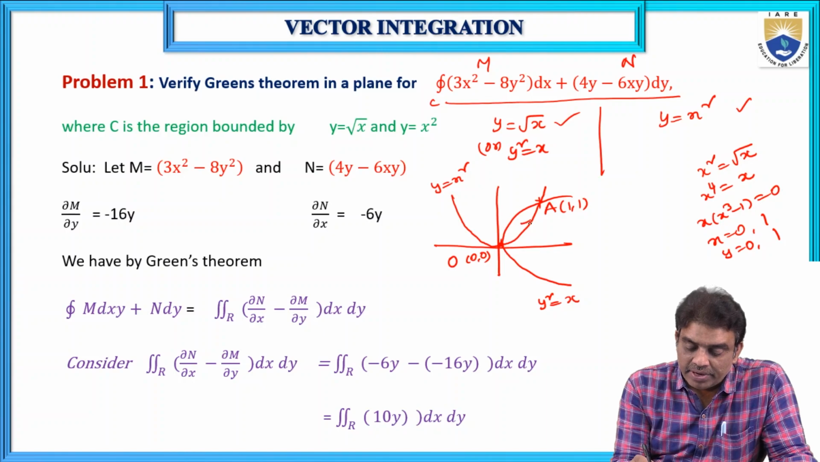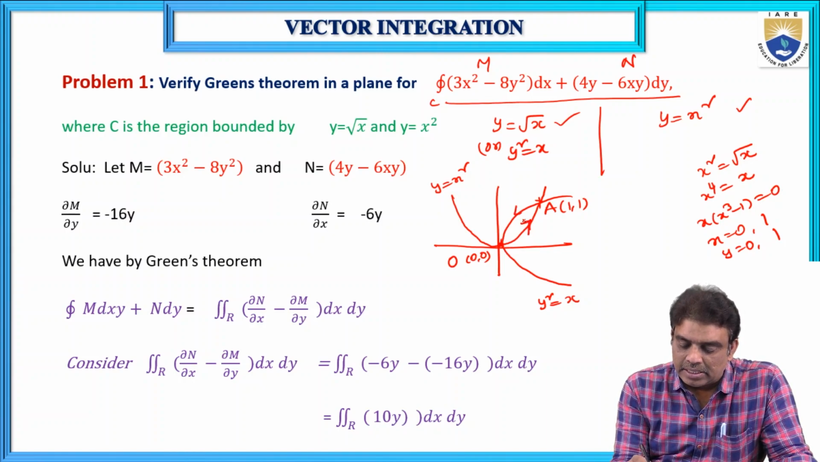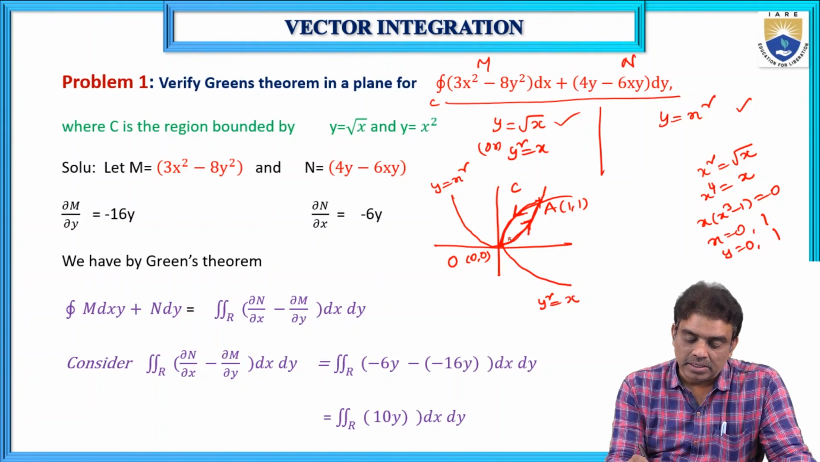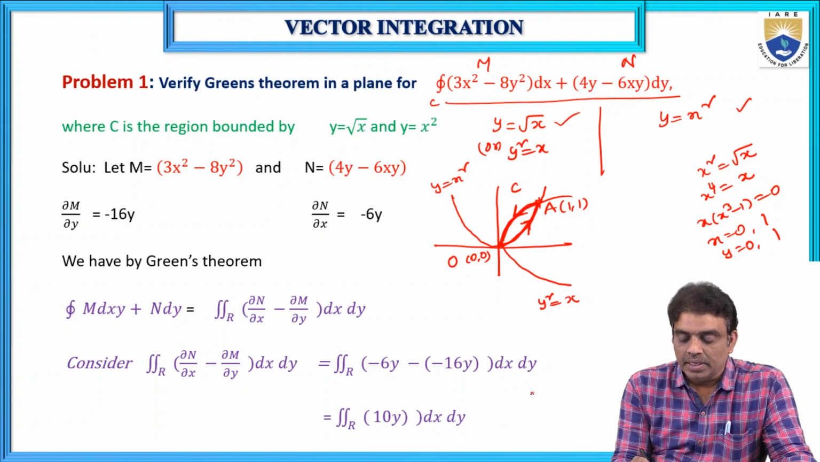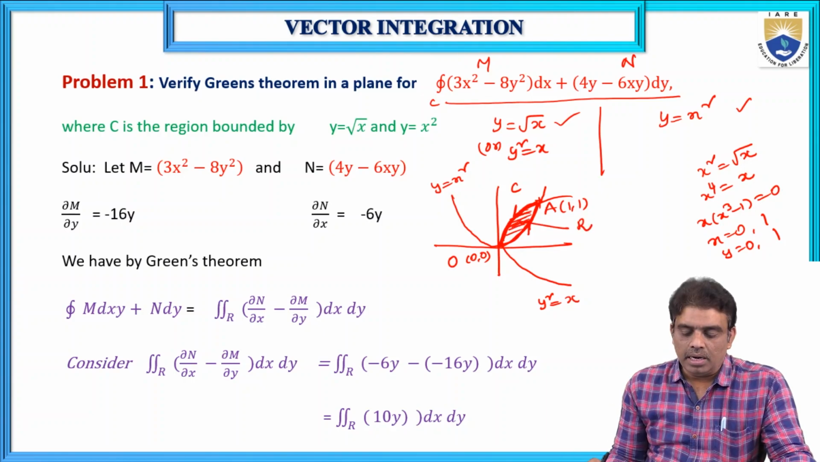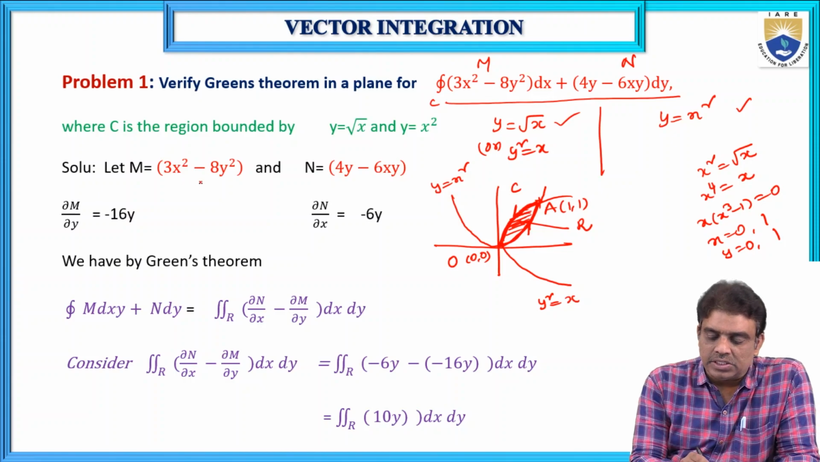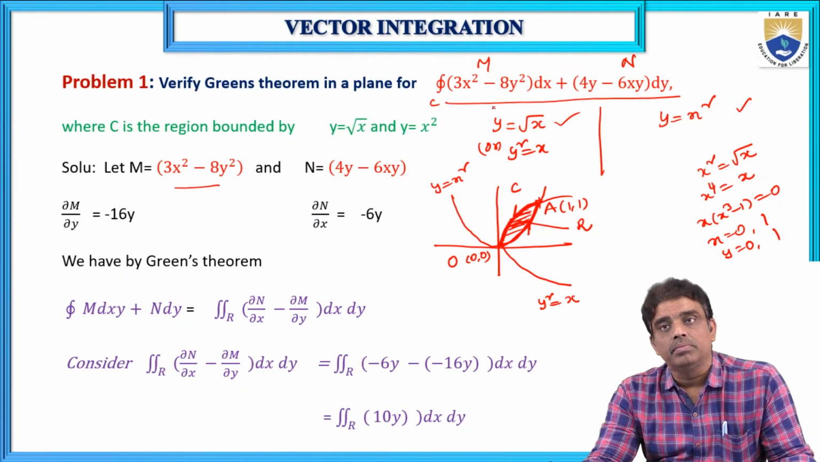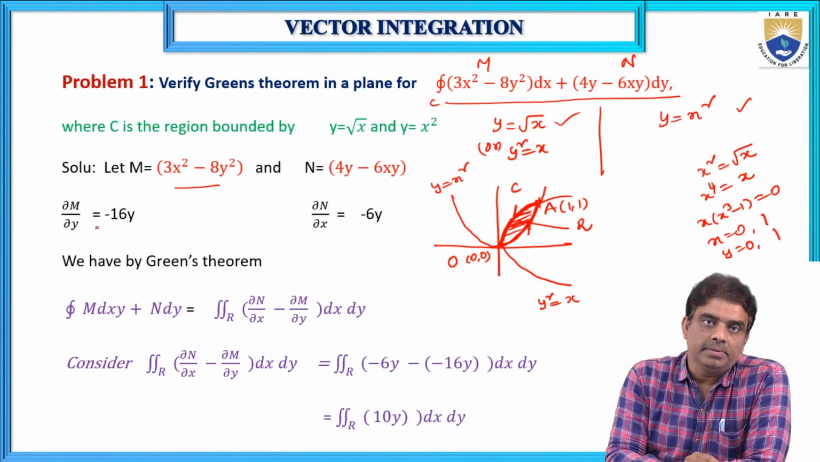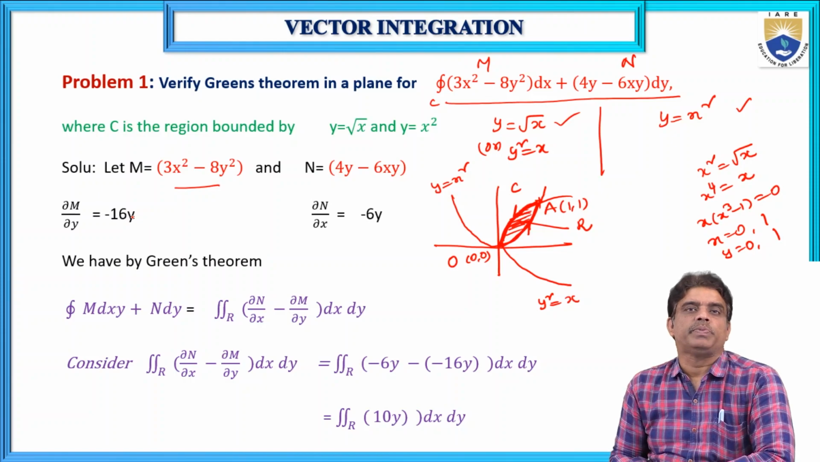So here the closed curve is OA and AO. This is the closed curve C, along OA and along AO, and the direction should be the anti-clockwise direction. So we have to consider the closed curve along OA and along AO, and the region is this portion. I hope that this will be clear. This is the region capital R. Also, from the given problem, M is equal to 3x square minus 8y square and N is equal to 4y minus 6xy. Then what is dou M by dou y, the partial derivative of M with respect to y?